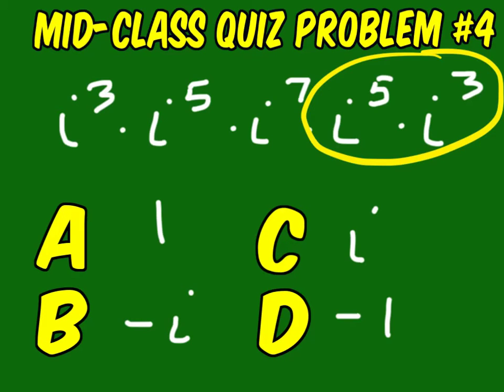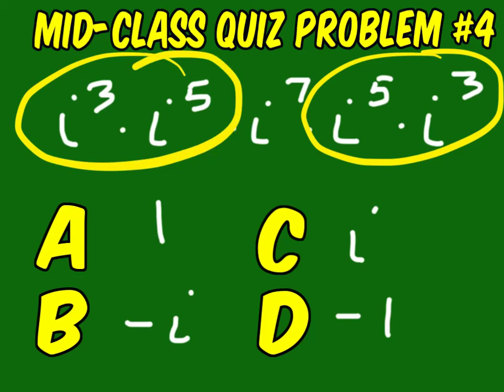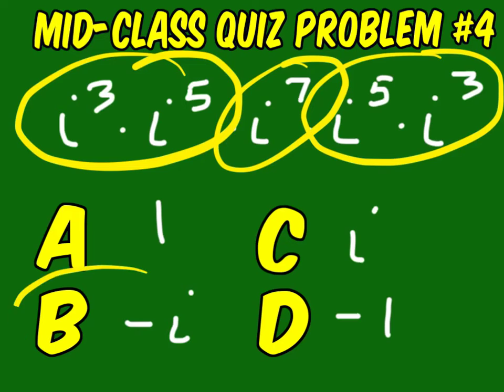5 and 3 give me 8. That's a 1. And there's another 5 and 3, which is 8. i to the 7th is a negative i, so that's B.